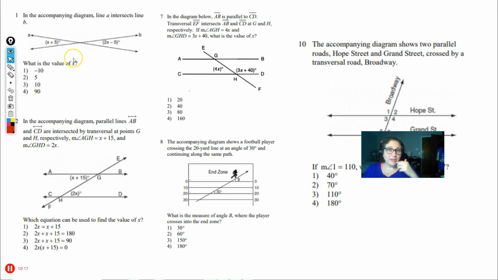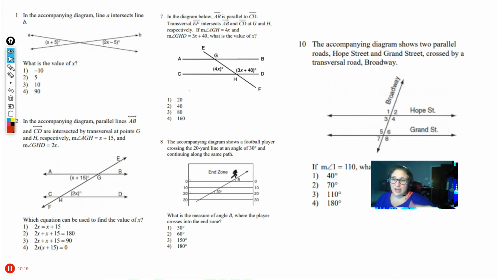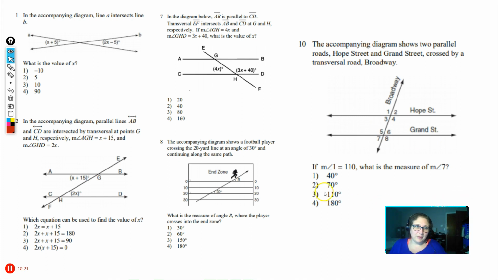Next, now we're going to look at vertical angles, and now we're going to do algebra. Remember, geometry is just algebra with pictures. So it says in the accompanying diagram, we know that these intersect. That's important for us to know, because it intersects, we know that we have vertical angles, and we know vertical angles are congruent. So all we're going to do is set these equal to each other. So we've got x plus 5 equals 2x minus 5.